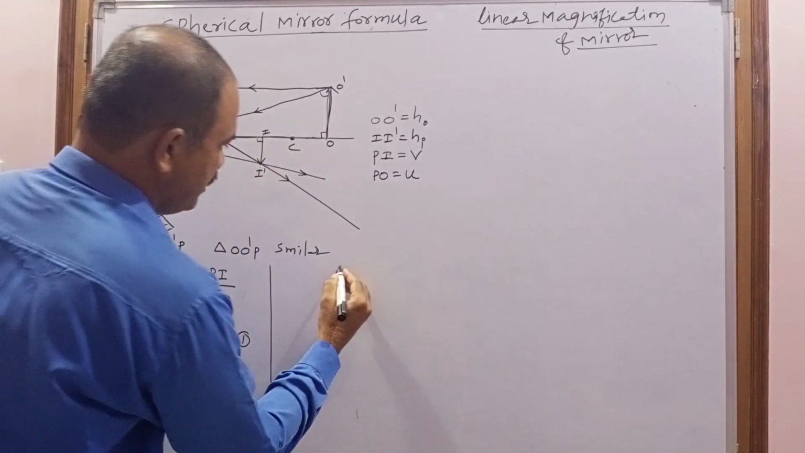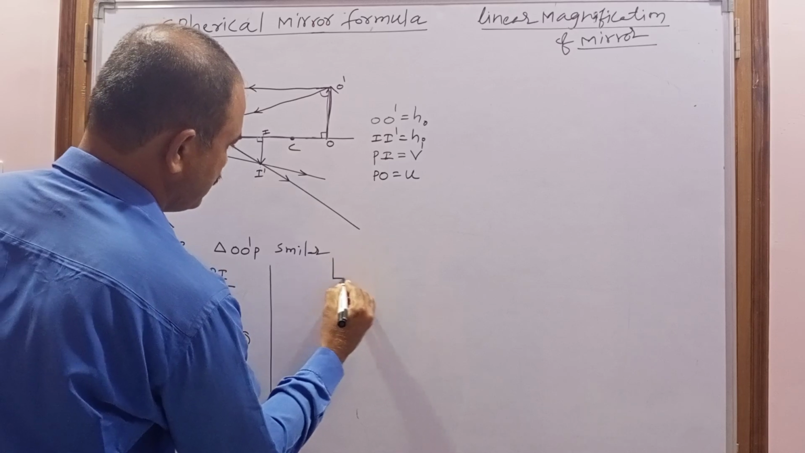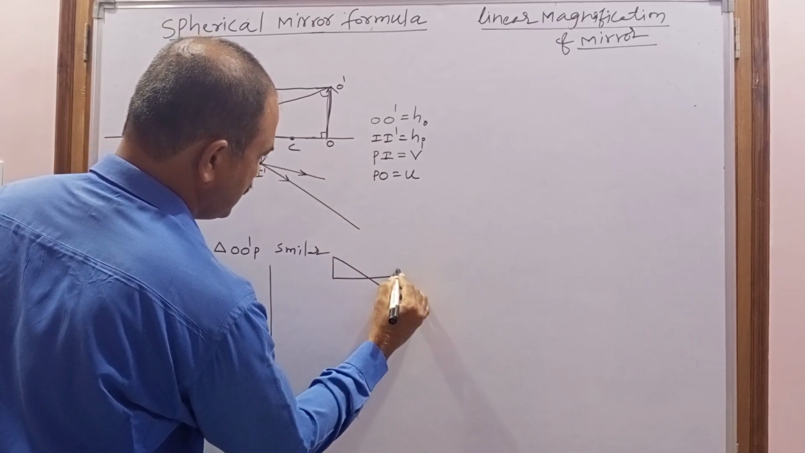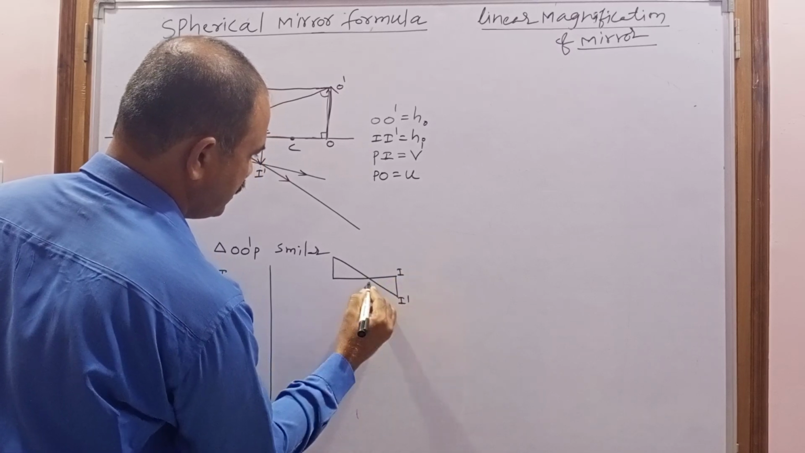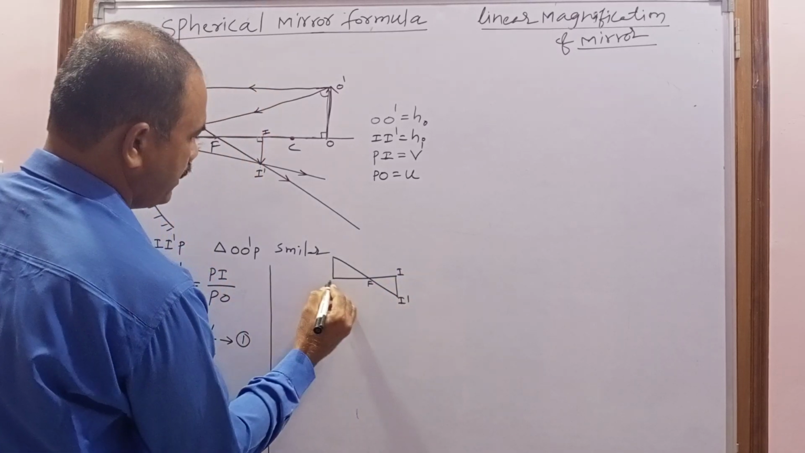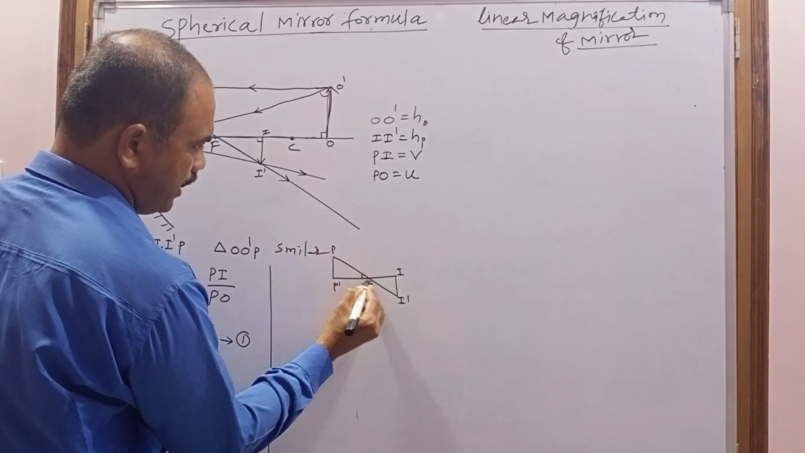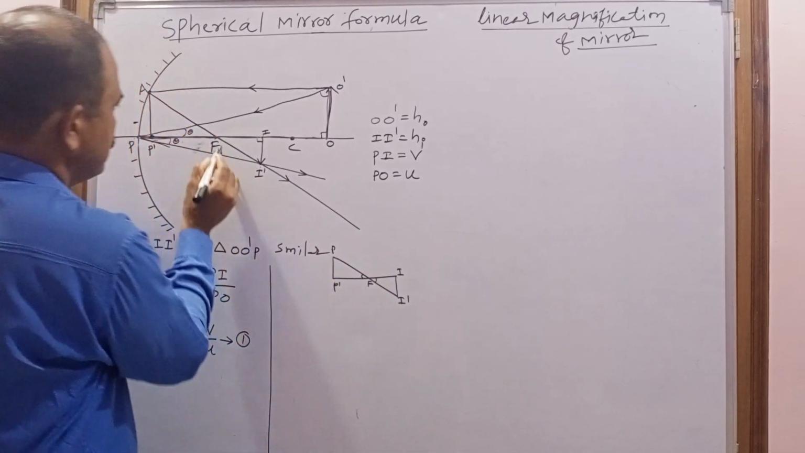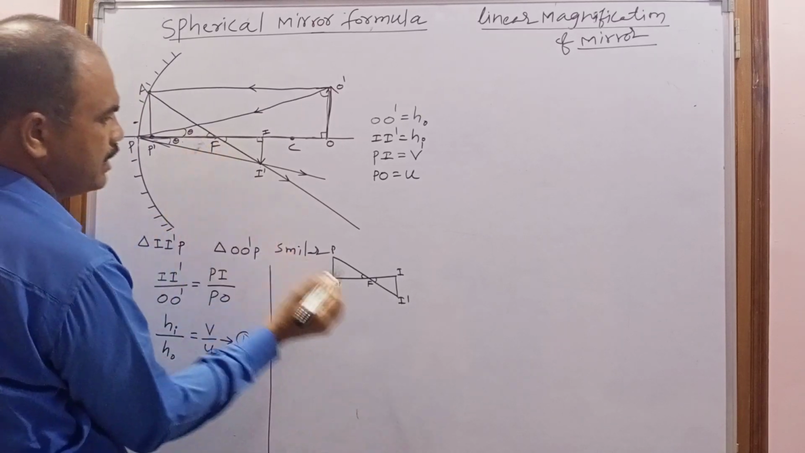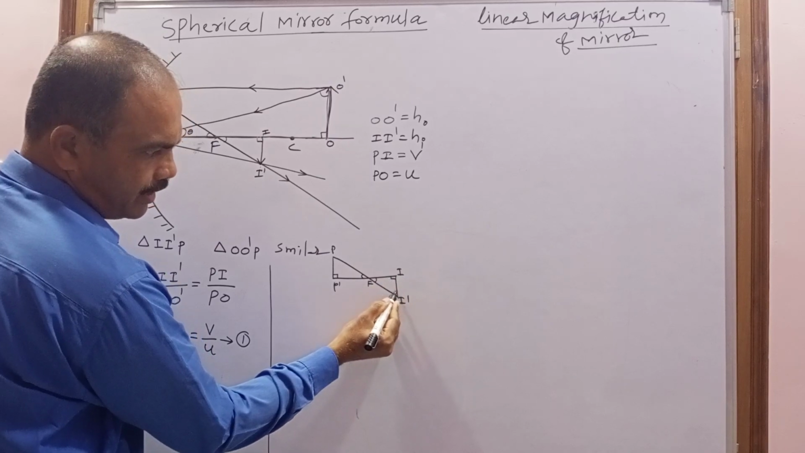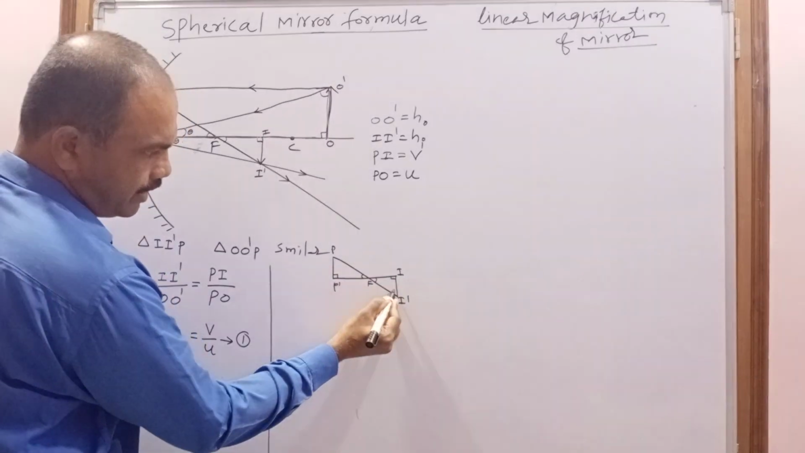So I am writing here, they are like this. This is I dash, this is F, this is P dash and this is P. Now these two angles are vertically opposite angles, so they are the same. And these are right angles. So automatically these are similar, and these two angles are also the same.